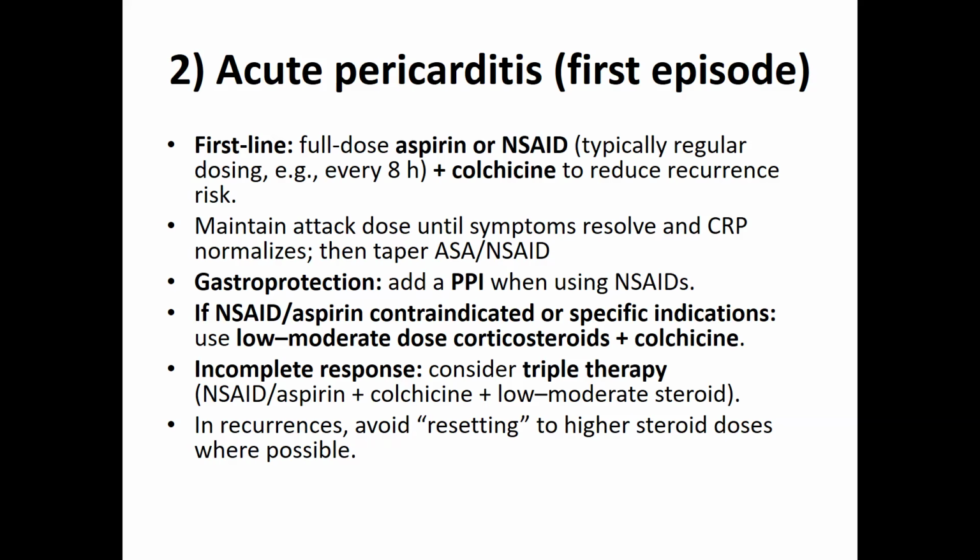If the patient has incomplete response, for example, he came in after a couple of weeks, still having ongoing chest pain, still having high inflammatory markers, you might consider triple therapy, which is non-steroidal or aspirin plus colchicine plus low to moderate dose steroid. In recurrence, the advice is to try to avoid giving a higher dose of steroid, because when you increase the dose of steroid, there's always the risk that once you start to taper, the patient gets recurrence of symptoms.